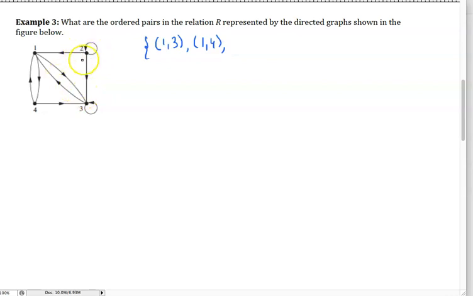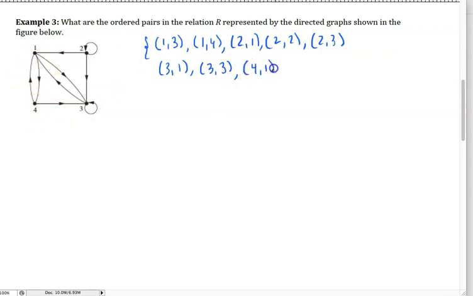Now let's look at vertex 2. 2 is pointing towards 1, so 2, 1 is there. 2 has a loop onto itself, so 2, 2 is there. 2 is pointing towards 3, so 2, 3 is there. And 2 does not go into 4. Good. So let's look at 3. 3 is going into 1. 3 is going into itself, 3, 3. And 3 does not point towards 4. Now let's look at 4. 4 is going into 1. 4 is not going to 2. 4 is going into 3.